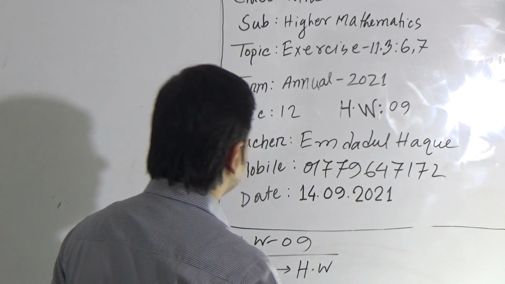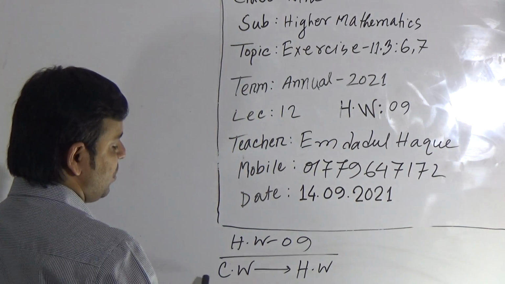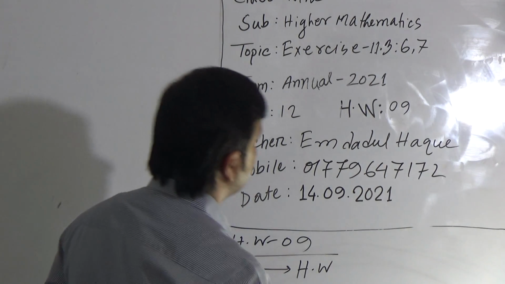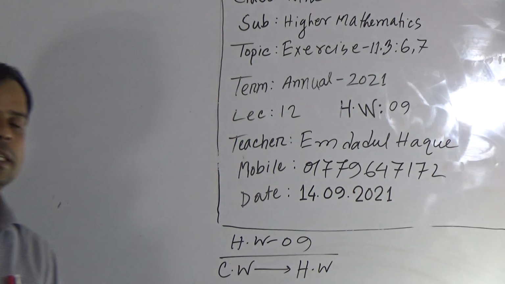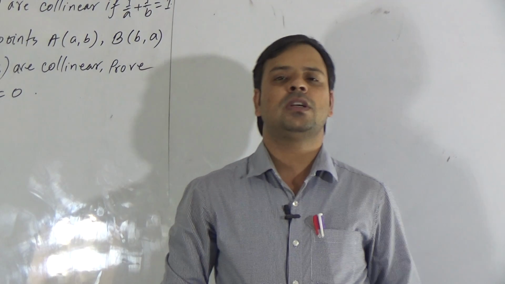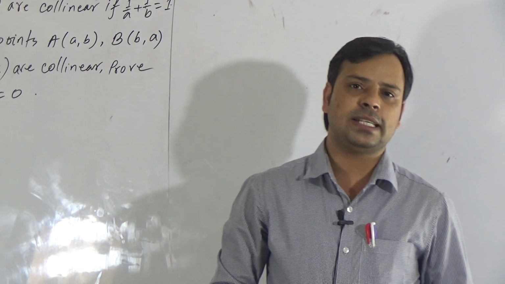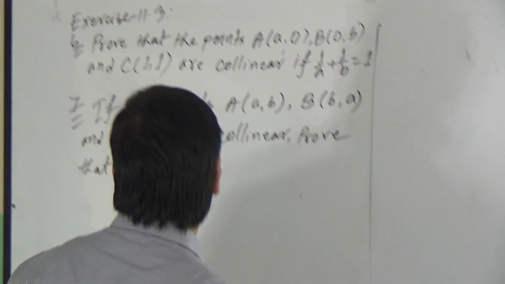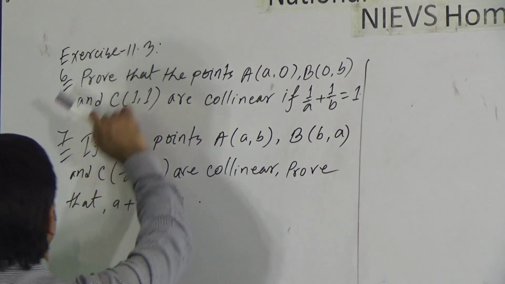Homework number is 9. Dear students, our today's homework is CW to HW. It means that two problems I will solve in our today's class, question 6 and 7 from exercise 11.3. These two questions you have to do as your homework also. Okay, dear students. So let us see at first question 6 and then solution of 6 and then question 7, solution of question 7. So see question 6.